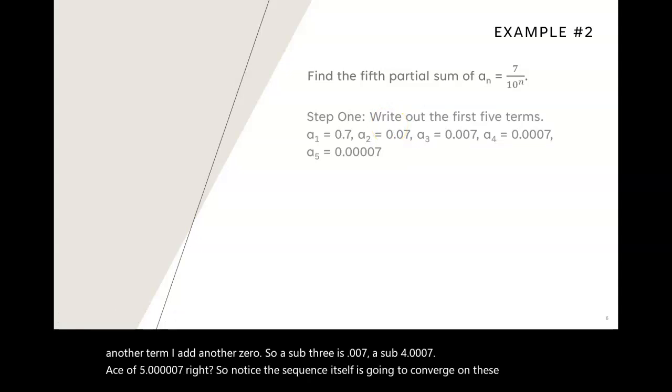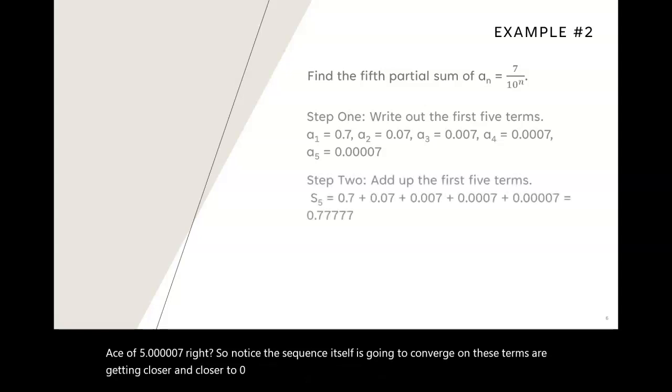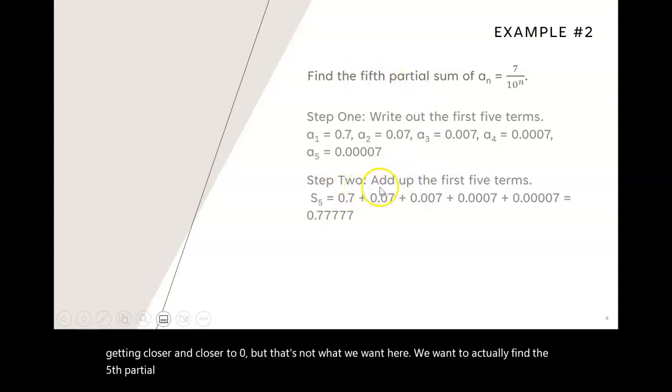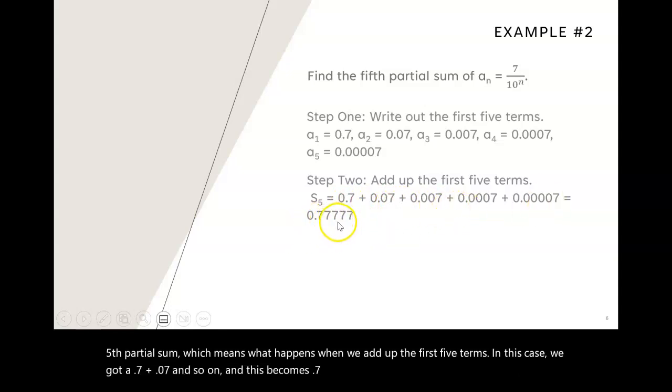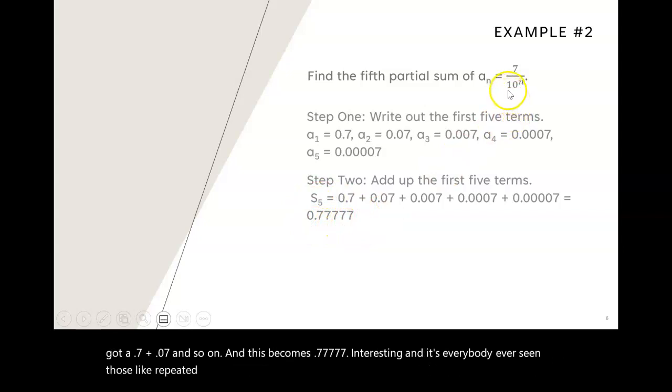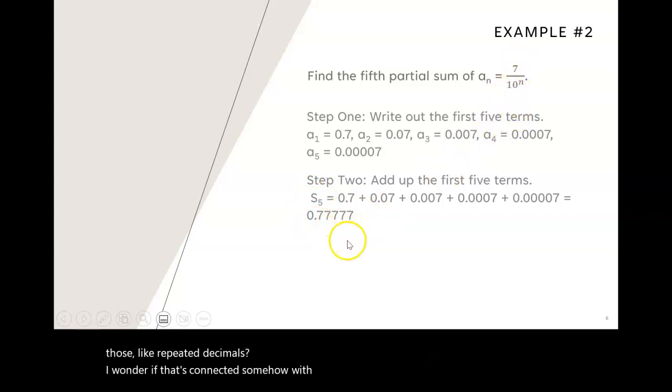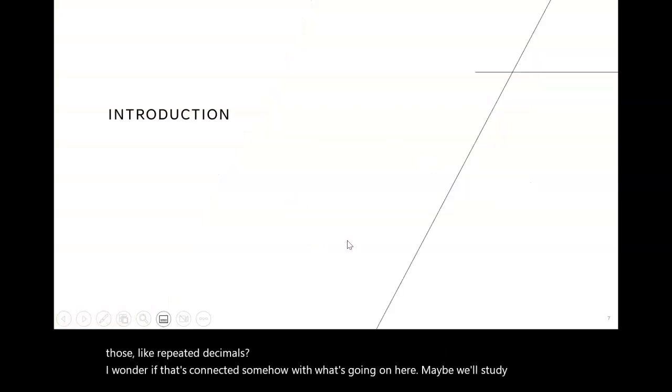So notice the sequence itself is going to converge. These terms are getting closer and closer to 0. But that's not what we want here. We want to actually find the fifth partial sum, which means what happens when we add up the first 5 terms. In this case, we got 0.7 plus 0.07 and so on, and this becomes 0.77777. Interesting. Has everybody ever seen those repeated decimals? I wonder if that's connected somehow with what's going on here. Maybe. We'll study that later.